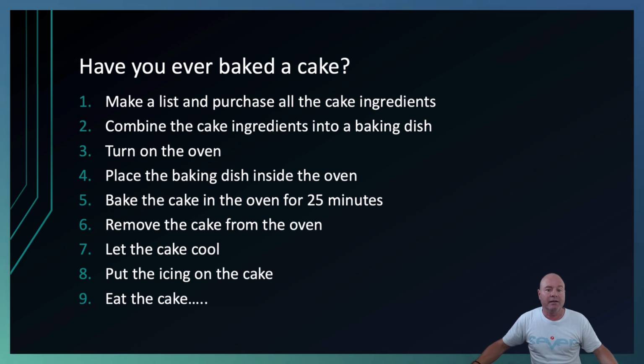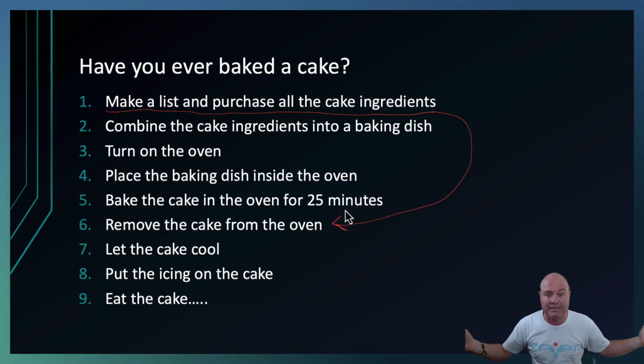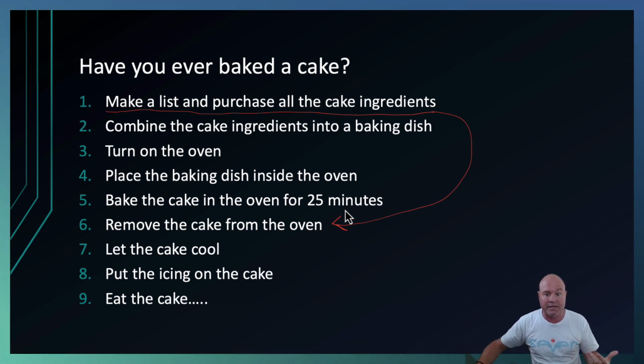So let's say if you made a list, okay, and then you purchased all of the cake ingredients. You can't just immediately go to remove the cake from the oven because you didn't follow the process. There isn't a cake in the oven, okay? Because the only thing that you did was made the list and purchased those particular ingredients.